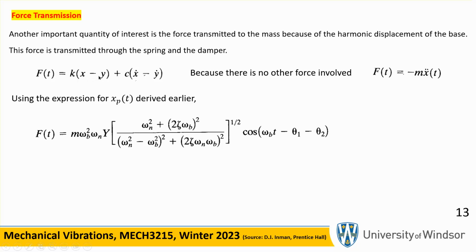The easier way is to recognize that f of t is actually m x double dot. So you already have that ugly expression for xp. Differentiate it twice, and you get this expression. Because there is no other external force acting, this f of t must be mass times acceleration. We already found x. We called it xp of t, but somebody has found it for us.